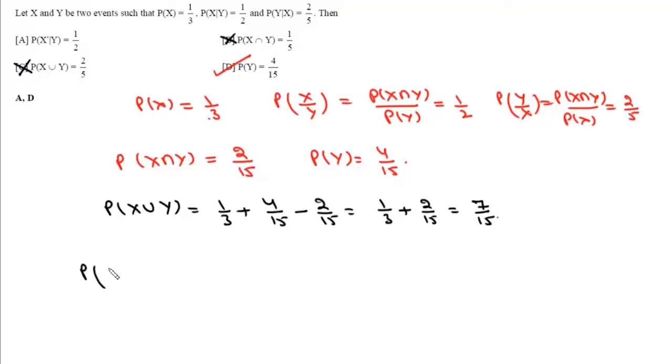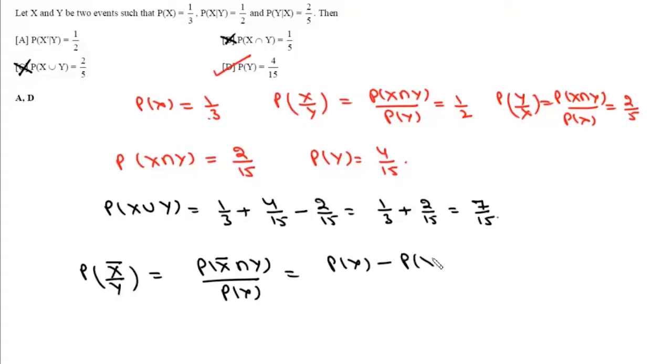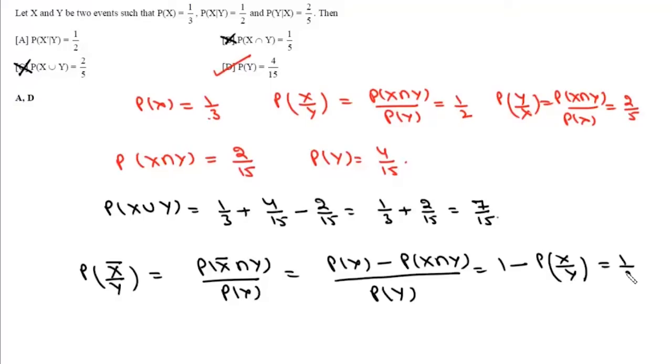Now we have to find P(X' upon Y). Now P(X' upon Y) is P(X' intersection Y) upon probability of Y. Now this is probability of Y minus probability of X intersection Y upon probability of Y, which is nothing but 1 minus probability of X by Y, which is 1 minus 1 by 2, and that is 1 by 2. That means option A is also correct. So the correct options are A and D.